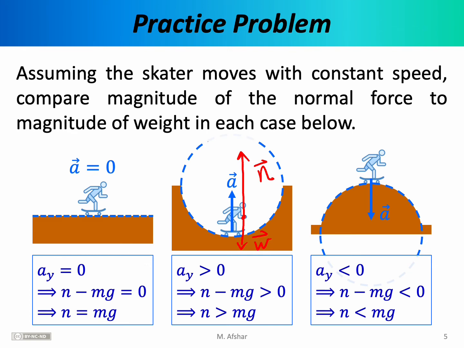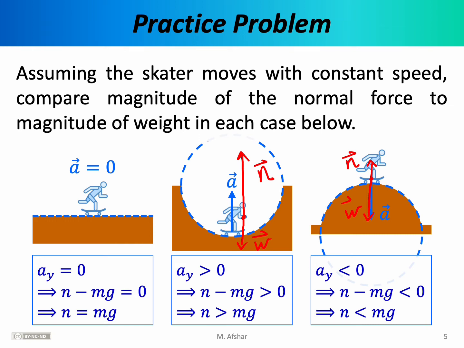So again, we have two forces. Weight, as before, is pulling the person down, but the normal force, which is still pushing the person up, is now much smaller. The normal force has become smaller than weight, and this is again necessary in order for the person to be able to travel along this type of circular path.